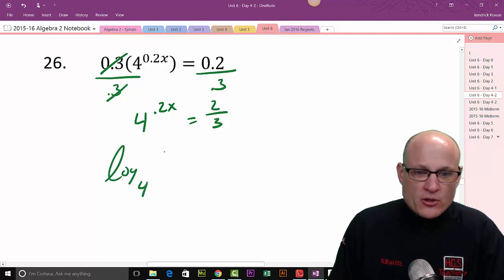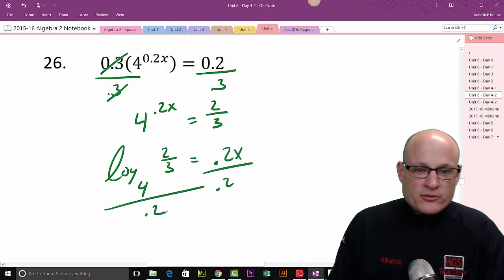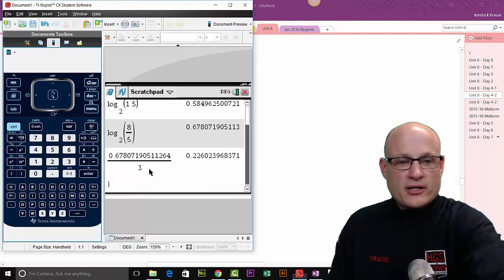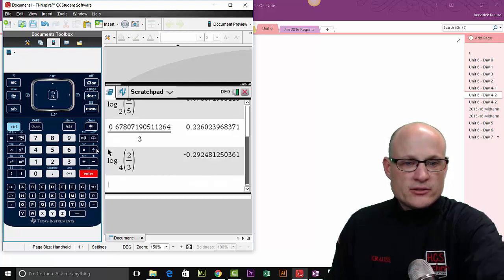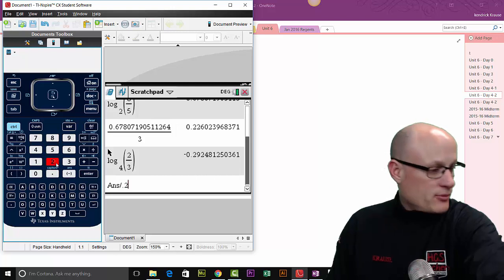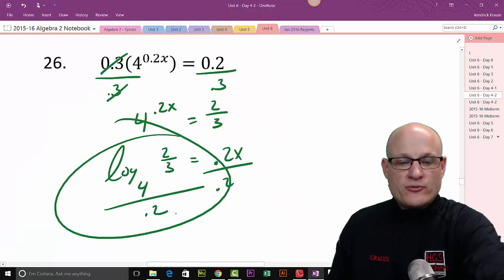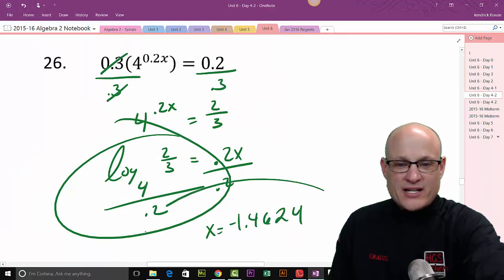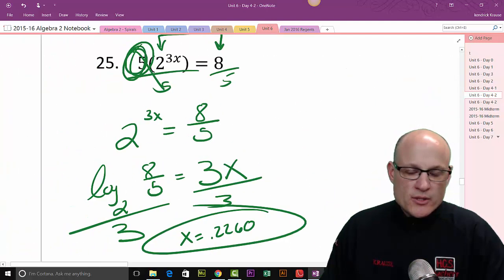Log base 4 of 2/3 is equal to 0.2x, divided by 0.2, divided by 0.2. Put this in my calculator. Log base 4 of 2 divided by 3, enter, and divide by 0.2. Dividing by 0.2 is the same as multiplying by 5, and I get negative 1.4624. So x equals negative 1.4624. Catching! 26 down, 14 to go.